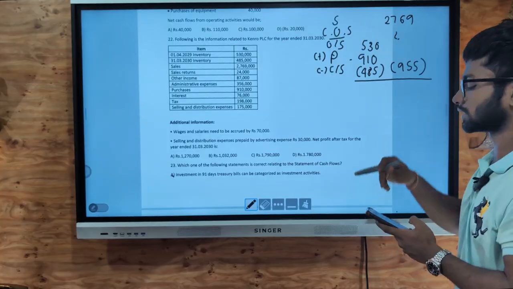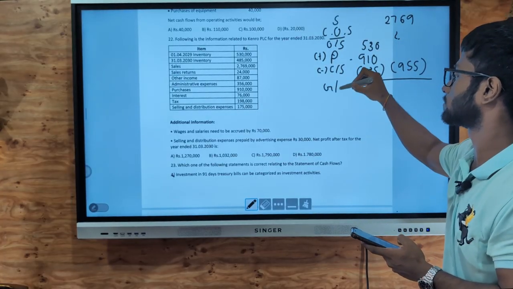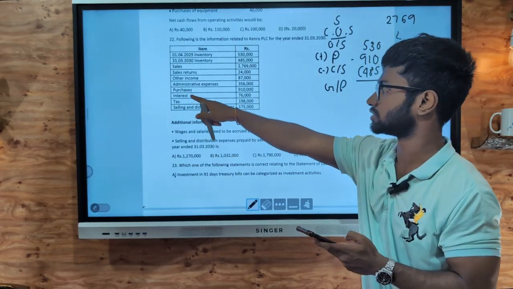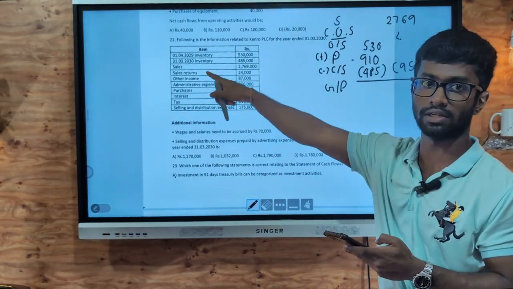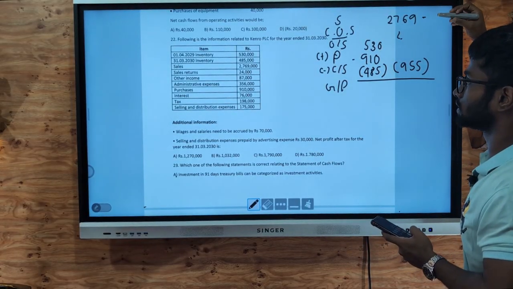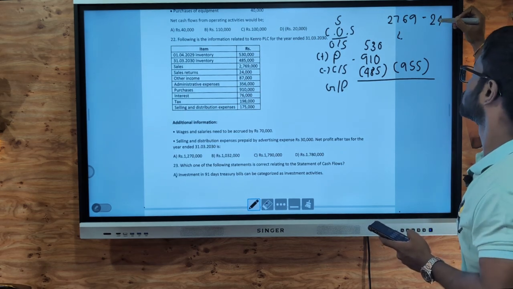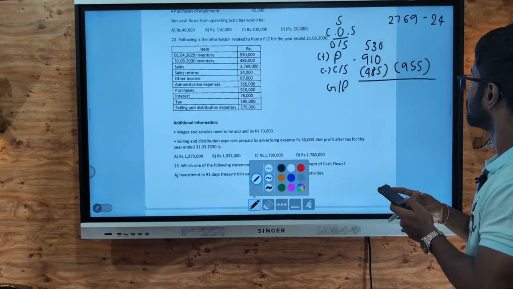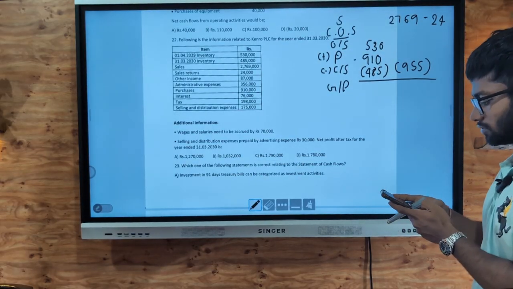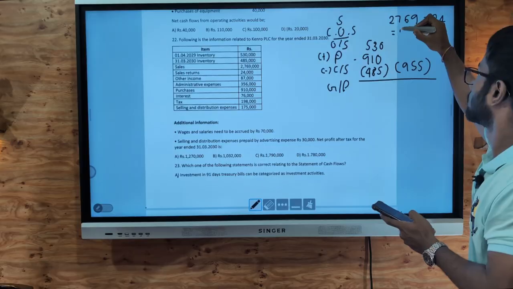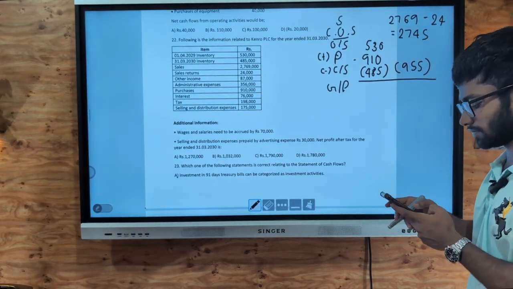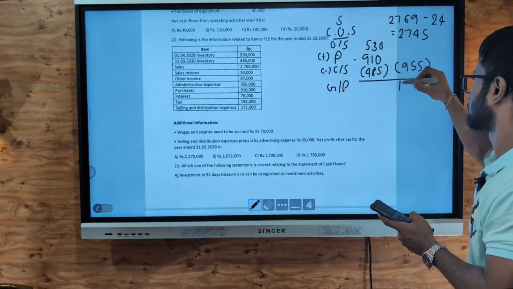From 955, you deduct the sales. When you deduct the sales, you get the gross profit. Now here, sales, there is a sales return also. So you deduct the sales return. No? So from this, you can deduct the sales return value, which is 24. Then you can get the net sales. 2769 minus sales return 24. Then you get 2745. From that, you deduct 955. Then you get gross profit as 1790.